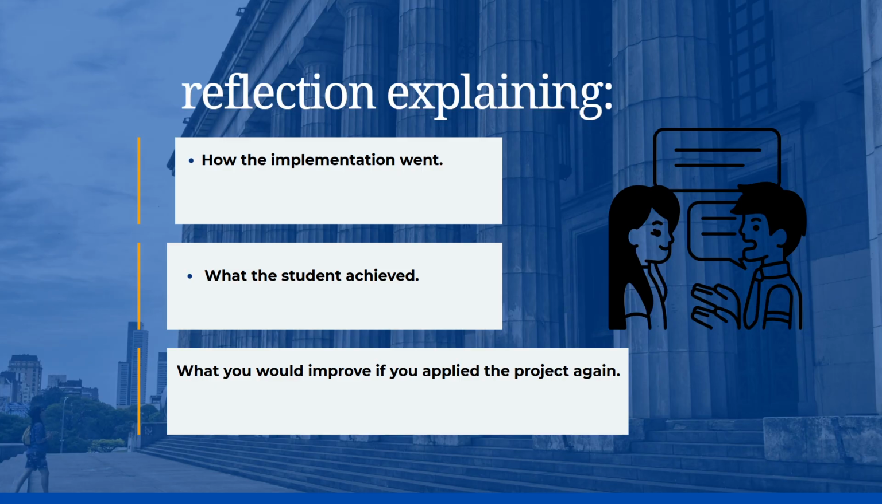The second one is what the student achieved. She gained the knowledge, so by the end of the activity, she was able to express her past activities using the present perfect tense. Through this, she could illustrate it and write it in well-built, complex sentences using this tense. And the third one is what would you improve if you applied the project again?